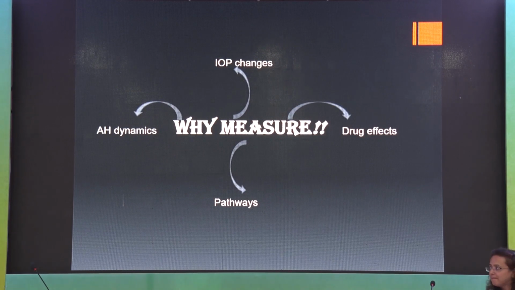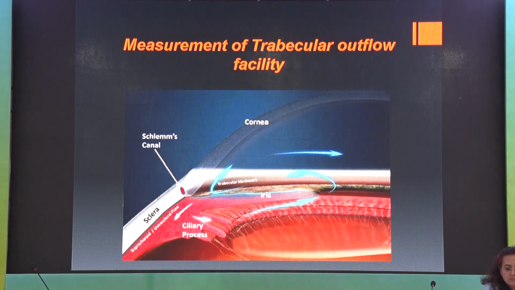But then why measure? We need to measure. First, you want to find out about the aqueous humor dynamics. What happens when you use a drug? Does it increase the facility of outflow or not? What happens to the IOP? Does it increase? When it increases, does it affect the outflow facility? And what are the various pathways involved? That is why we need to measure it.